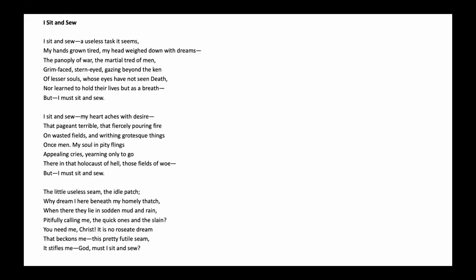So I sit and sew. I sit and sew, a useless task it seems, my hands grown tired, my head weighed down with dreams. The panoply of war, the martial tread of men, grim-faced, stern-eyed, gazing beyond the ken of lesser souls, whose eyes have not seen death, nor learned to hold their lives but as a breath. But I must sit and sew. I sit and sew, my heart aches with desire. That pageant terrible, that fiercely pouring fire on wasted fields and writhing grotesque things once men. My soul in pity flings appealing cries, yearning only to go there in that holocaust of hell, those fields of woe. But I must sit and sew. The little useless seam, the idle patch, why dream I here beneath my homely thatch, when there they lie, rather, in sodden mud and rain, pitifully calling me, the quick ones and the slain. You need me, Christ, it is no roseate dream that beckons me, this pretty futile scene, it stifles me. God, must I sit and sew?